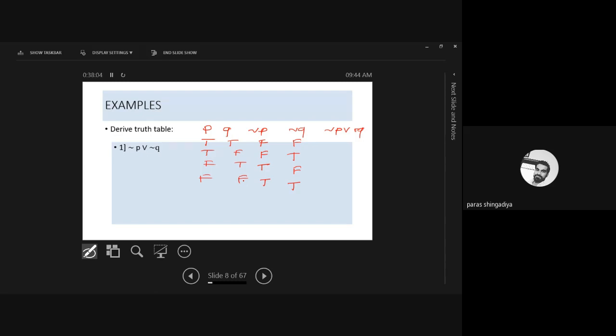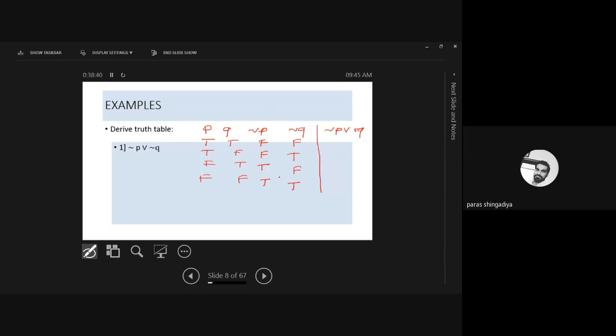Clear? We apply the OR operator between the last two columns. So what is the condition of the OR operator? If any one is T, then it will be T. If in the two columns T comes even once, then it will be T. You can also remember it this way: if both are false, then it will be false. In every other case it will be T. Clear?